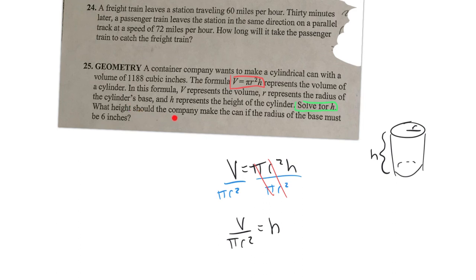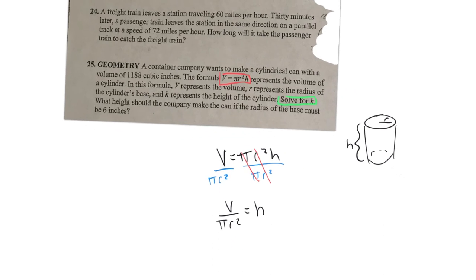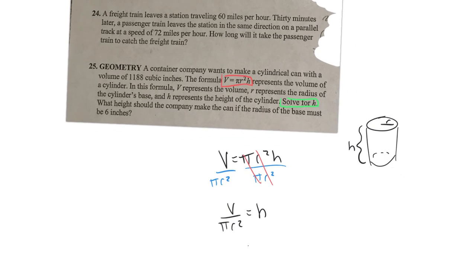Now we want to know, what height should the company make the can if the radius of the base must be 6 inches? So apparently the R has to be 6 inches, and I'm going to fill that in right now. We have V over pi times 6 squared. Now, what about this V? Well, they already told us what the volume is. The volume is 1188, right? So I'm going to write it over here. H equals 1188 over pi times, let's get this over with, 6 squared is really 6 times 6, which is 36.